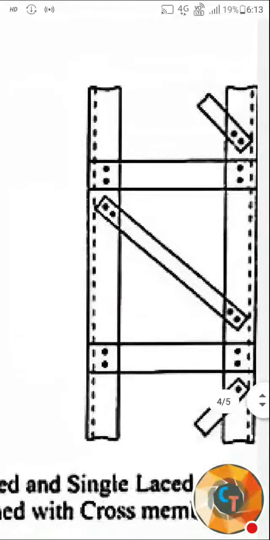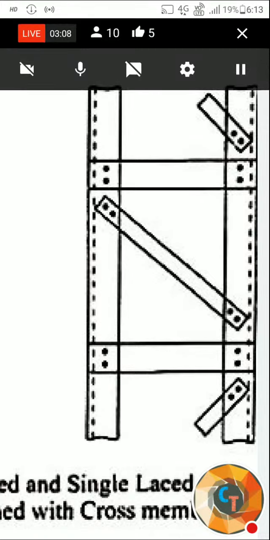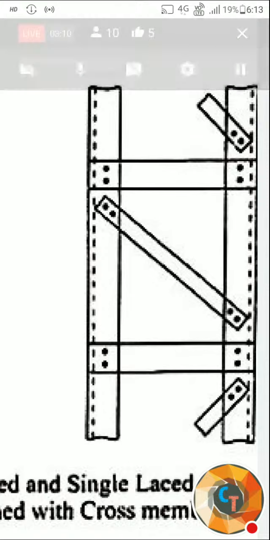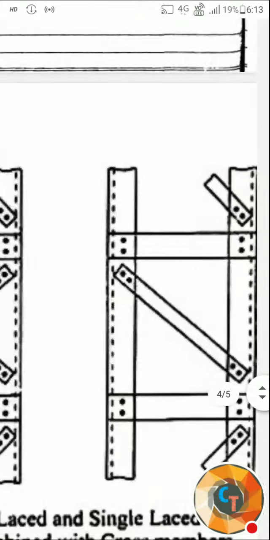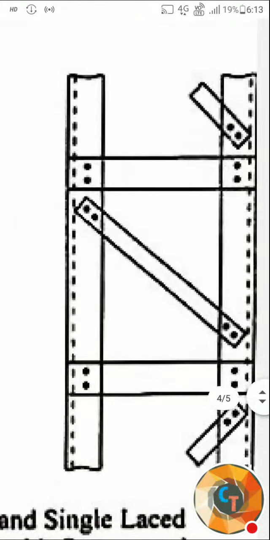And exact horizontal members are battens, and diagonal members are lacing bars. Diagonal members are lacing bars. So these are the three members. Whatever the lacing and batten system design is, only these will come into picture.